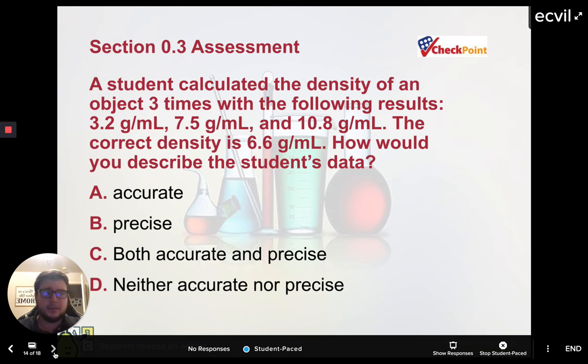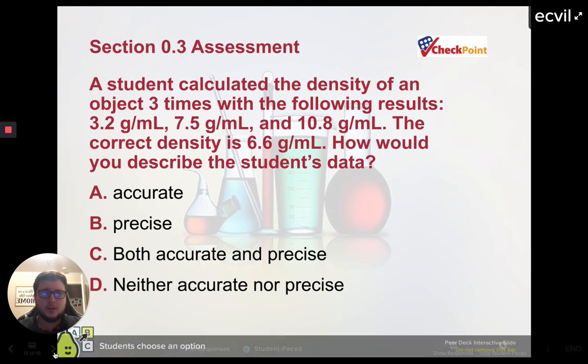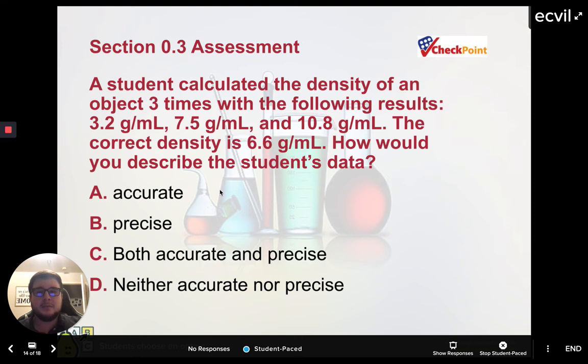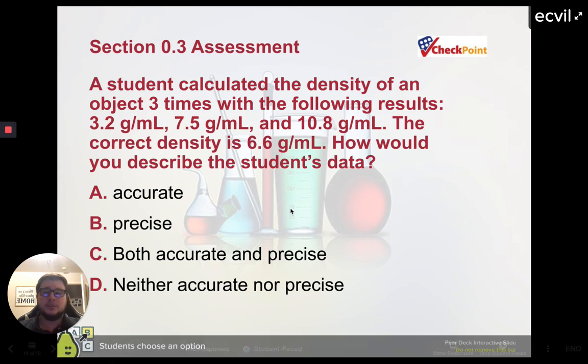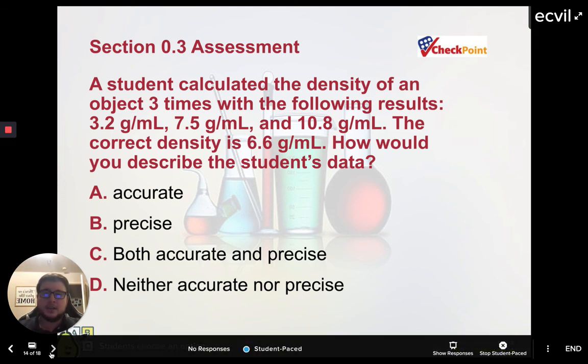So that's it with accuracy, precision, and percent error. So I want you to go ahead and take time to answer this question. It says a student calculated the density of an object 3 times, got the following results. Here's the correct density, so talk about the accuracy and precision of that student's data. So go ahead and pause the video, answer that question, and whenever you're finished, come back. The answer will be on the next slide, which is coming up right now.